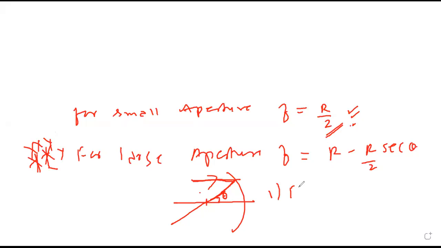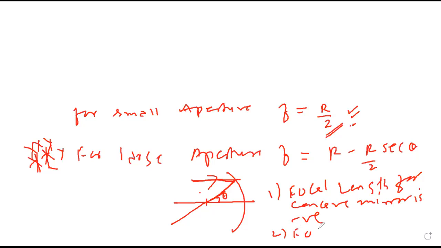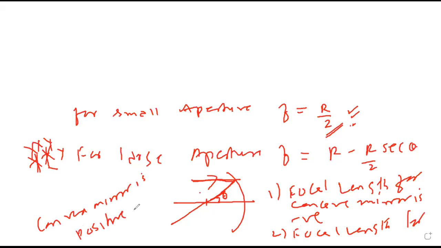Then write down one more thing: focal length for concave mirror is negative. Focal length for convex mirror is positive. Focal length for concave mirror negative, convex mirror positive. Same we are going to use for lens.